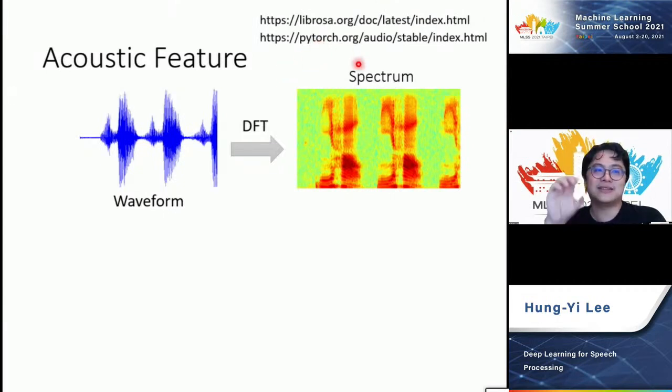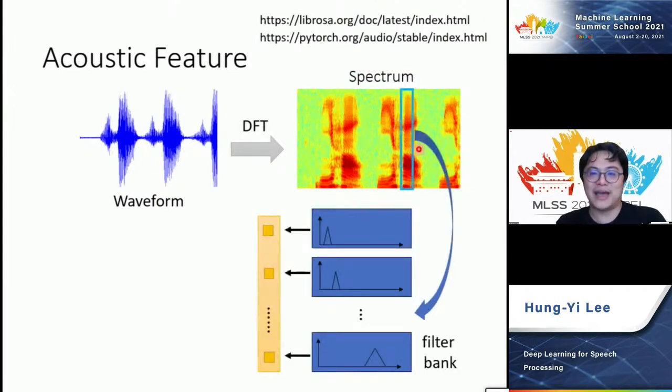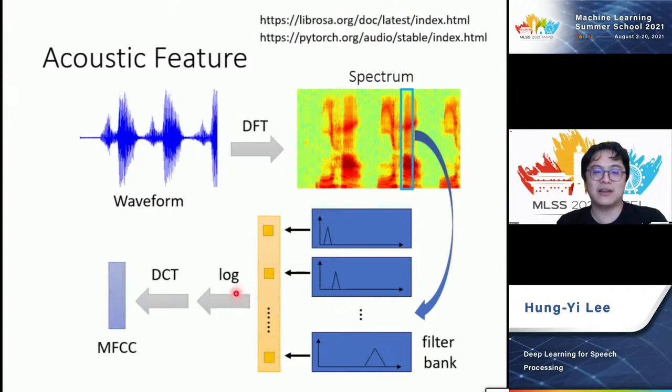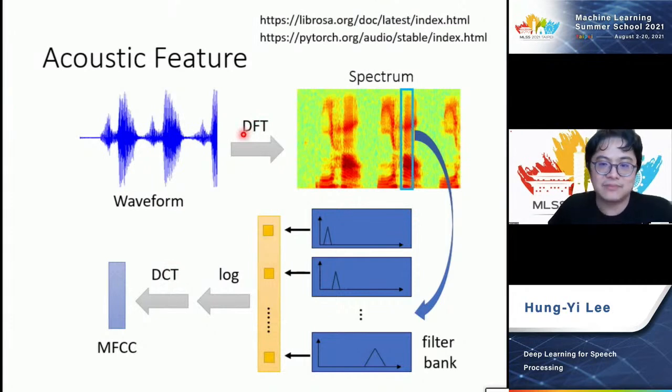But spectrogram is not the most widely used acoustic feature. You will pass the spectrogram through a set of filter banks. So you obtain the filter bank output, and probably you will take the log and take DCT. Don't worry about what DCT is, then you obtain MFCC. And those stages can be performed by just a command line in those packages. So don't worry about what DFT or DCT is here.